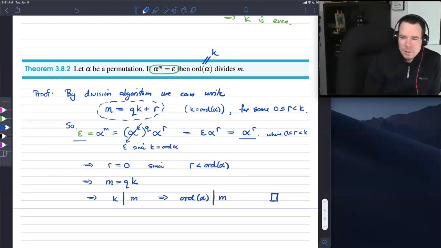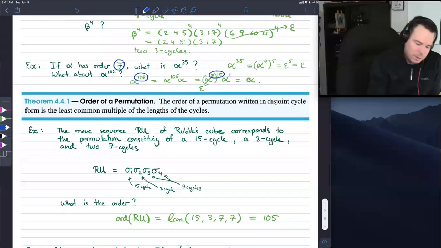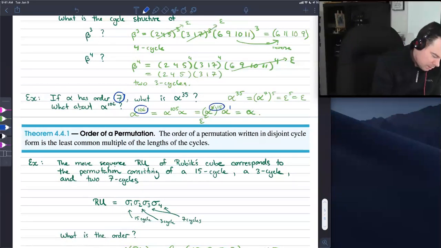The takeaway from this is now we know that if a power is going to kill a permutation, it has to be a multiple of the order. Only multiples of the order can kill permutations. Any other power will not kill it. In fact, any other power will be equivalent. So alpha to the m, whatever m is, it would be equivalent to alpha to the r, where r is the remainder. And we saw that already. So I haven't really said anything new here other than what we've seen in these examples.